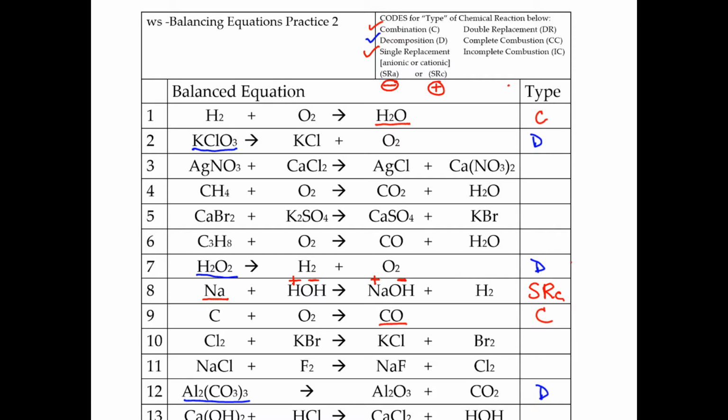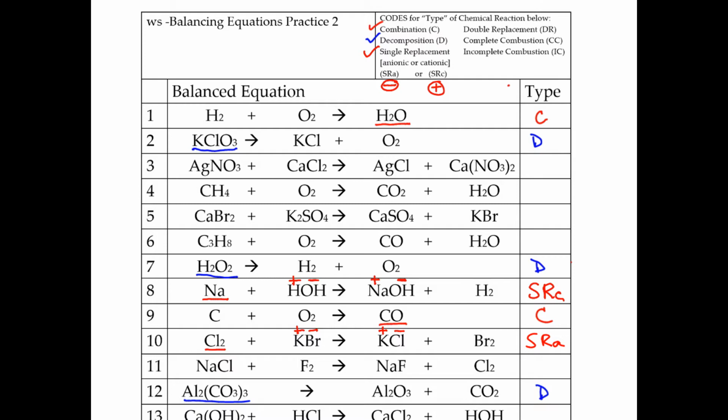Now let's go to number 10. We see an element by itself and a plus minus compound. So chlorine wants to be minus to be chloride. That means it wants to go with the plus and leaves behind the bromine by itself. So now the bromine is by itself and the K went with the Cl. And this is now going to be called single replacement, but it is anionic because a minus kicked out a minus.